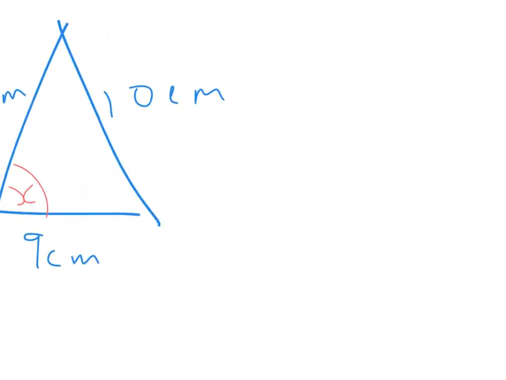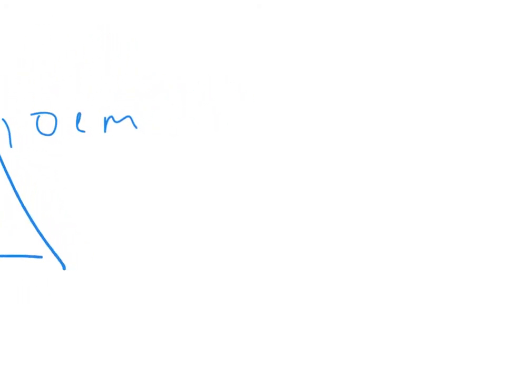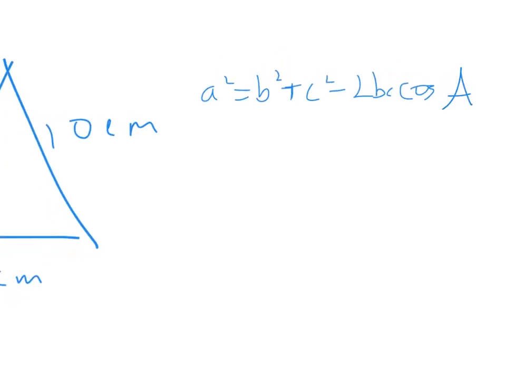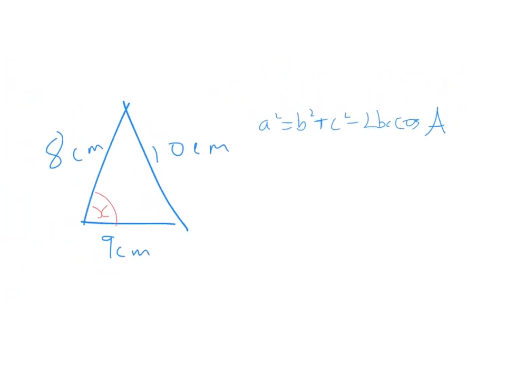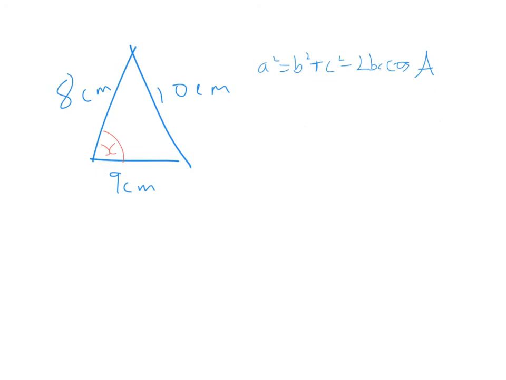Again, you can find this formula along with any of the other trigonometry ones in your log tables. So it's a squared is equal to b squared plus c squared minus 2bc times the cosine of A. So if we fill that in with the question we've been given, a squared is always going to be the opposite side, so that's going to be 10 squared, and then the other two sides don't really matter what order you put them in.